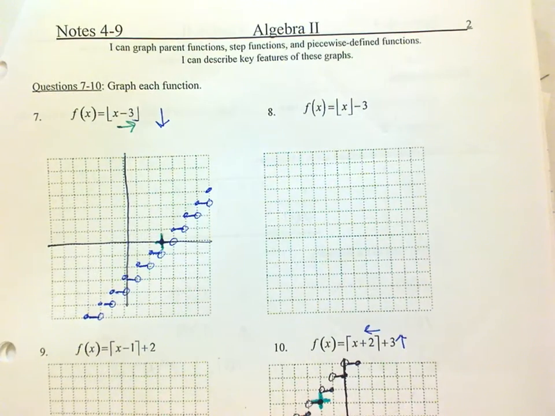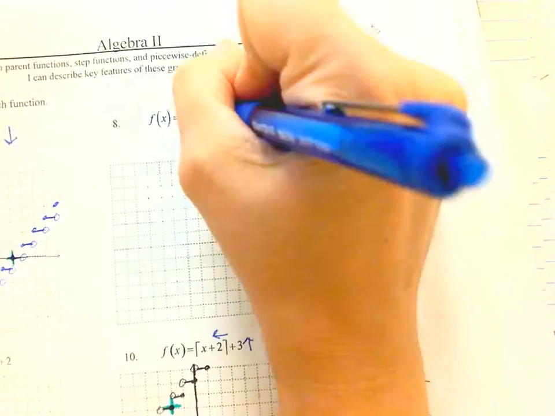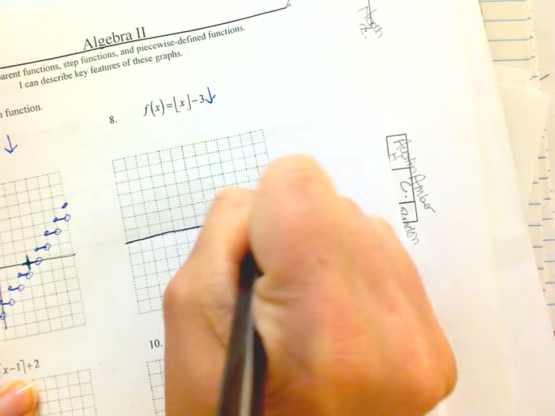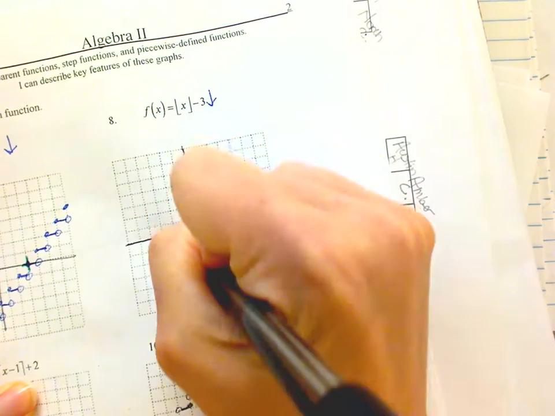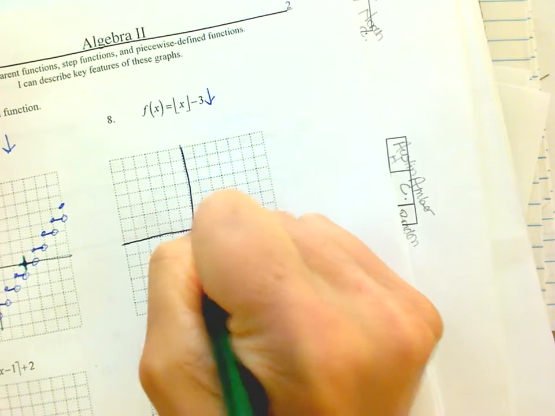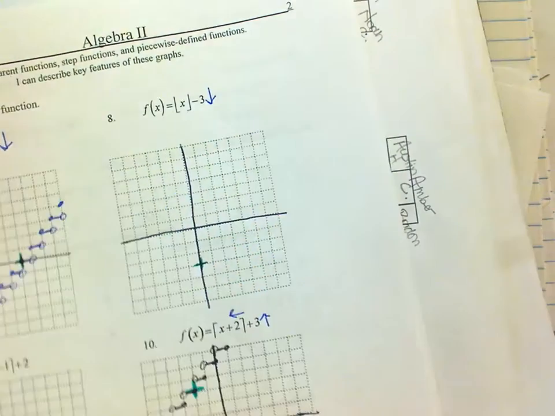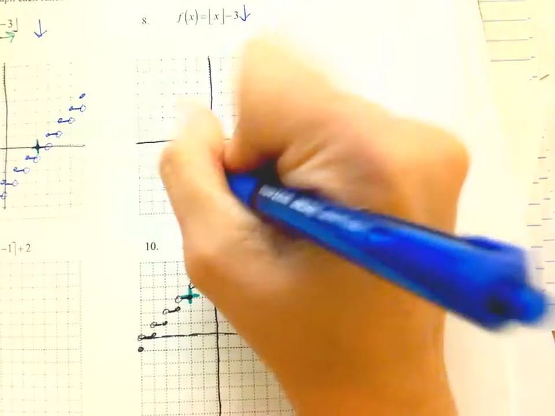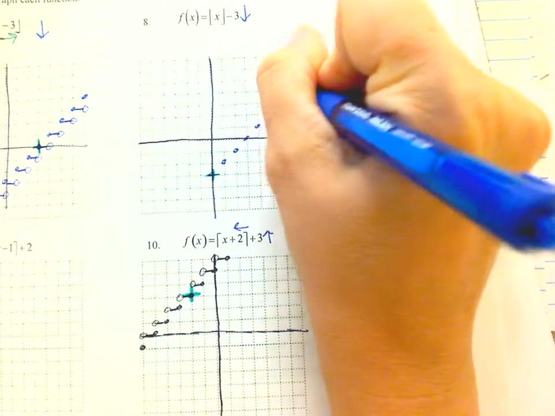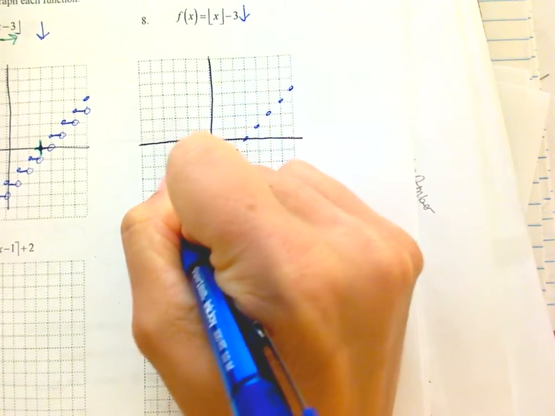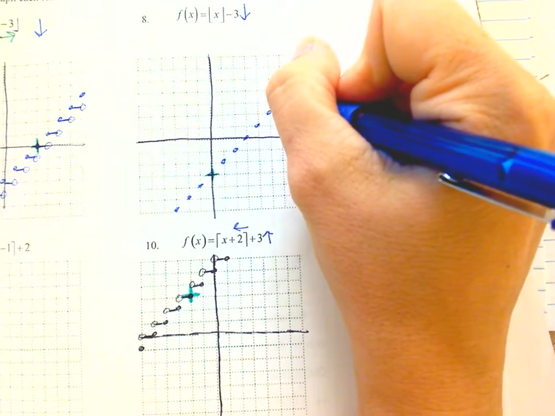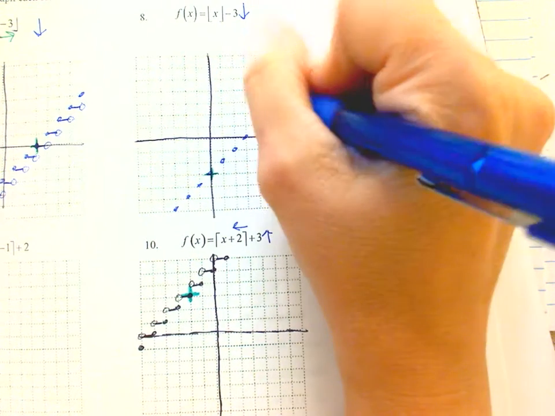Number 8 is super similar. You're just shifting it down 3 instead. So again, start with mark your actual origin with your X and Y axes. Down 3. So that's my new center there. Again, close circles. We're rounding down still. So you want to make open circles directly below 1 unit, your closed circles.